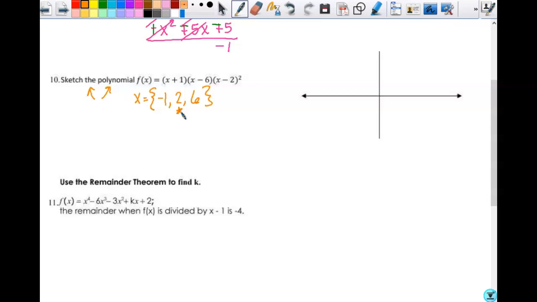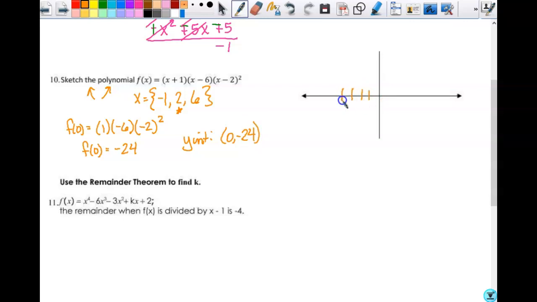Okay, so the y-intercept is f of 0. So f of 0 is equal to, let's see, 1 times a negative 6 times a negative 2 squared. So this is a positive 4 times a negative 6, so f of 0 is equal to a negative 24. So my y-intercept is 0, negative 24. All right, so I'm going to go on here and mark this off.